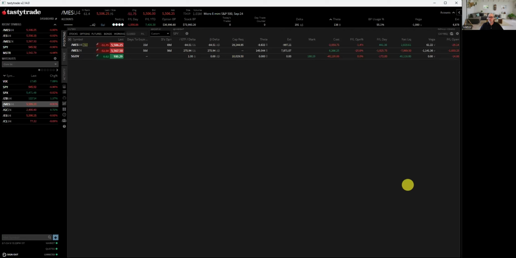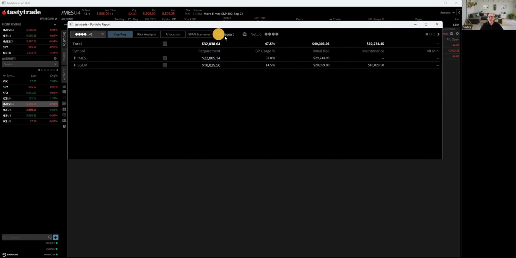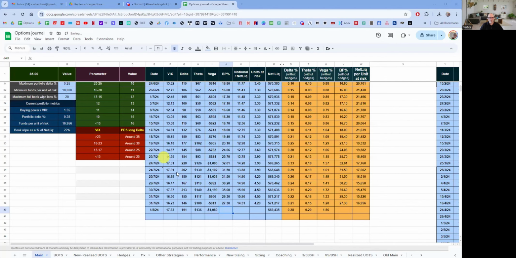And buying power usage, let's check it out. 31.8. Again, we are not concerned with SGOV. We can always sell that and get this 14% back. But 31.8 is what we want to record. And then our notional to net liq is going to be 1488. And then our units at risk, that hasn't changed from yesterday, so it's going to be 4.2. With that, now our delta is at 0.28 and our buying power 31.80.